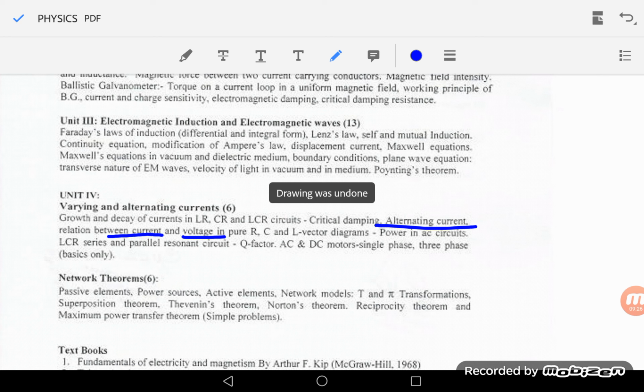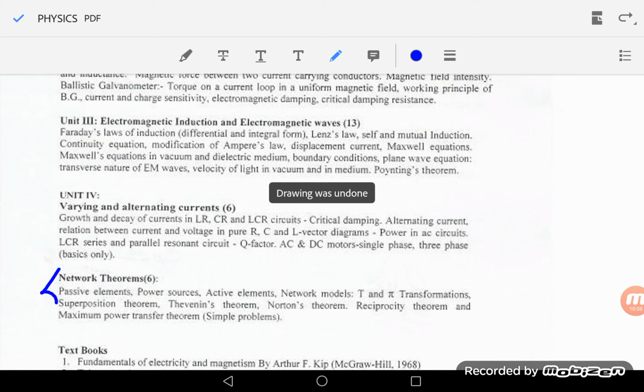Okay, then what is the power in AC circuits, and LCR in series and parallel. If we connect the inductor, capacitor and resistor in series, what kind of things are we going to see? And also if these three are connected in parallel, what type of circuit do we form, everything. And its quality factor, AC motors, DC motors, 3-phase motors, everything related to current and power circuits we study in unit 4. So somewhat interesting and focused unit, unit 4.